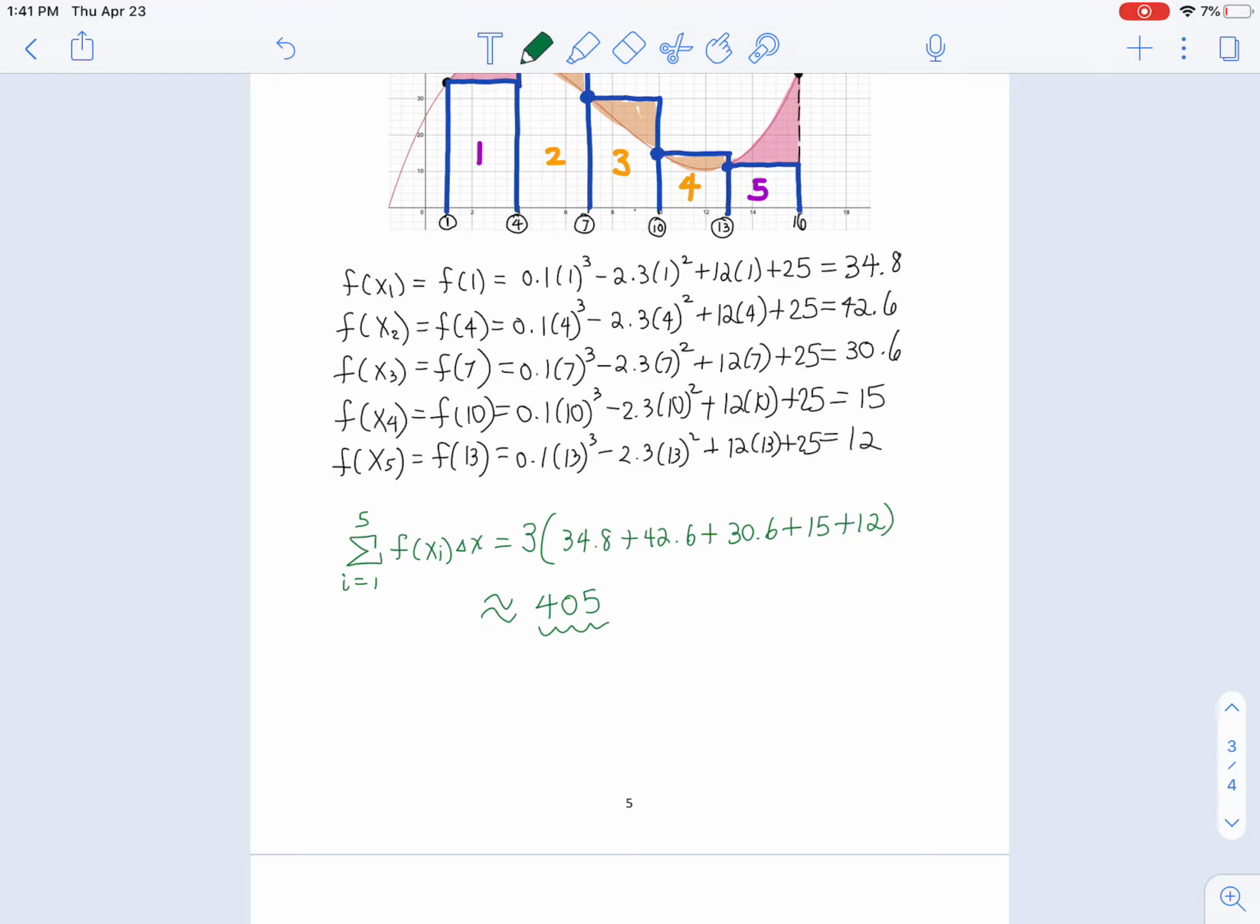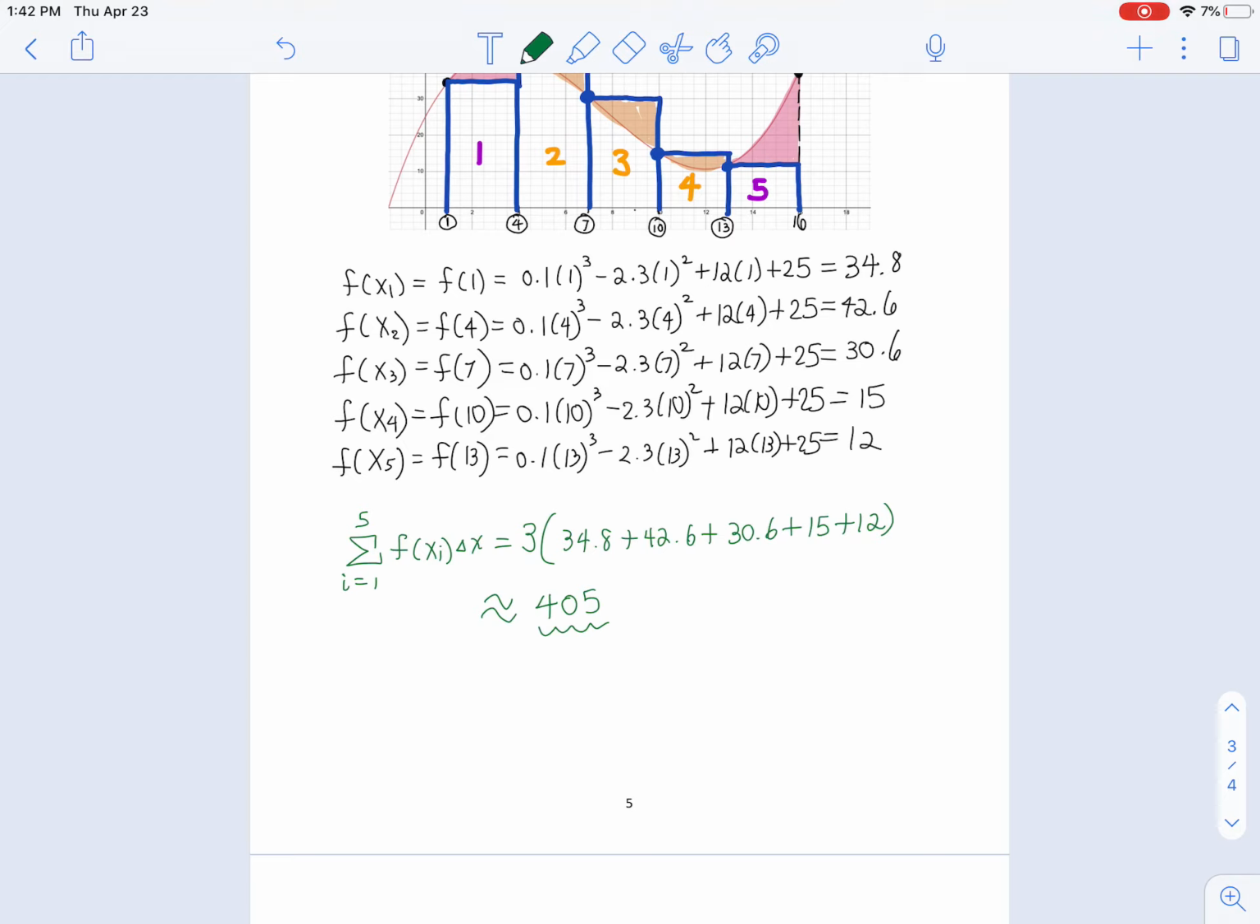So go ahead and type that in. Feel free to do that. I got the answer right here. It should come out to be 405. So that's how we can approximate the area under the curve using the Riemann sum method.